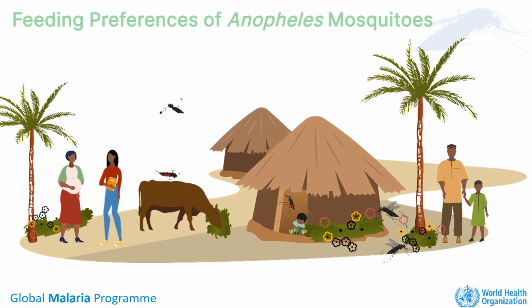Once adults emerge from their aquatic habitats, both males and females forage for sugar for nutrition and energy. Sugar can be obtained from nectars in flowers or from fruit. Although blood is needed for females to be able to develop their eggs, sugar remains an important source of energy for mosquitoes throughout their lifespan.